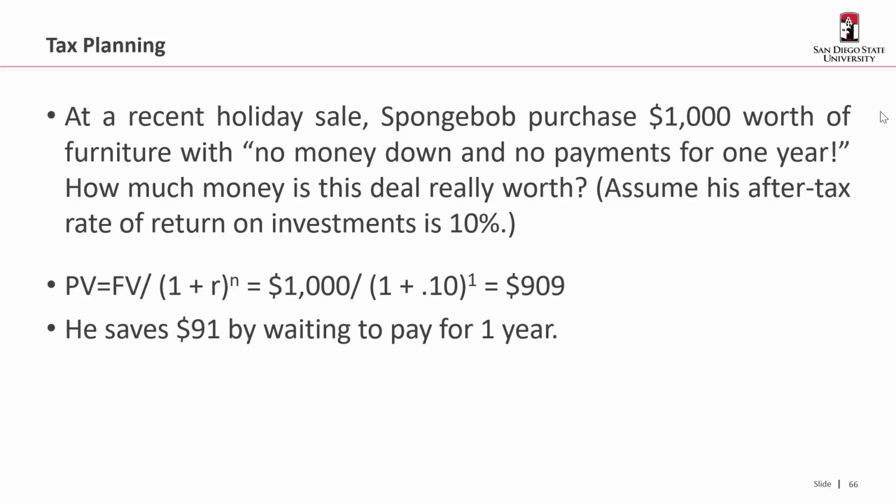So at a recent holiday sale, SpongeBob purchased $1,000 worth of furniture, no money down, no payments for 1 year. So how much money is this deal really worth if we assume his after-tax rate of return on investments is 10%? So that's the same as his discount rate. So we would take the present value equals the future value divided by 1 plus r to the n. So that's 1,000 divided by 1 plus the 10% discount rate for 1 year, or $909. So he saves $91 by waiting to pay for 1 year, because the idea is he could take that $1,000 and instead of purchasing the furniture with the cash flow today, he makes that cash flow a year from now. As a result, he gets a 10% return over that year.